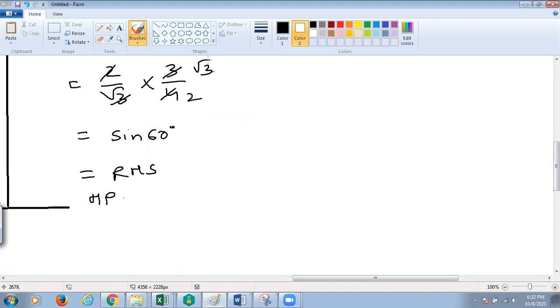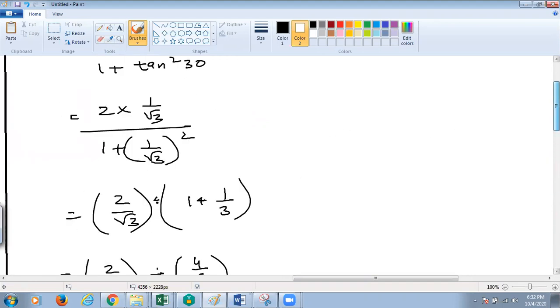If you are not sure what root 3 upon 2 is, no problem. You can write here: RHS is sin 60 which is root 3 by 2, and hence proved. You can write it this way also. I hope guys you understood how to do this one.